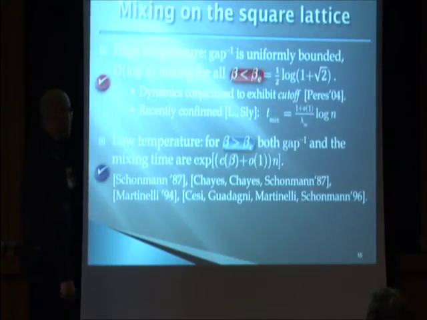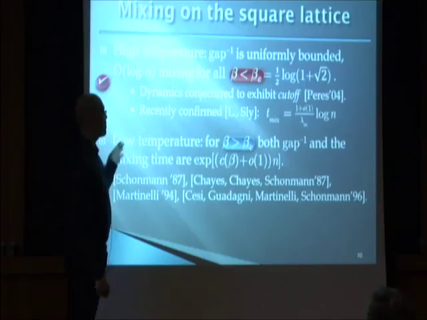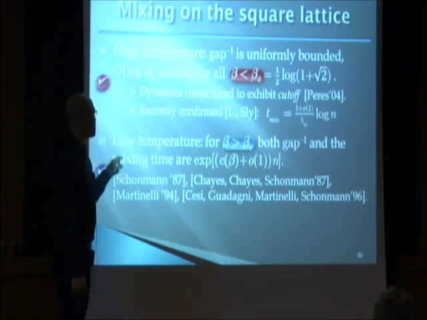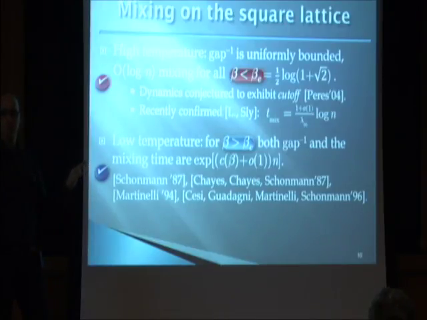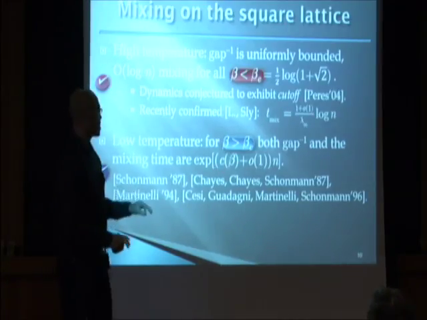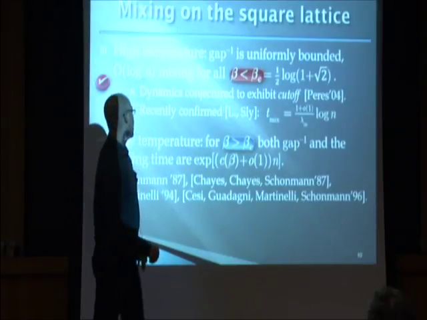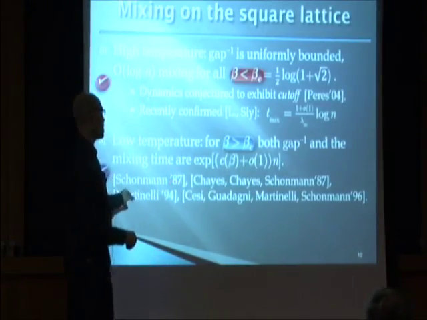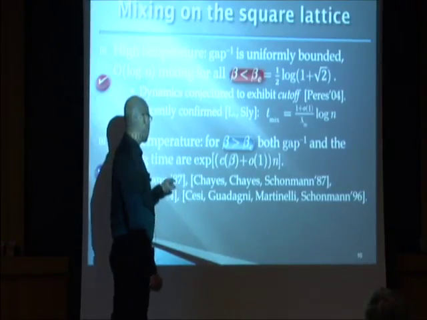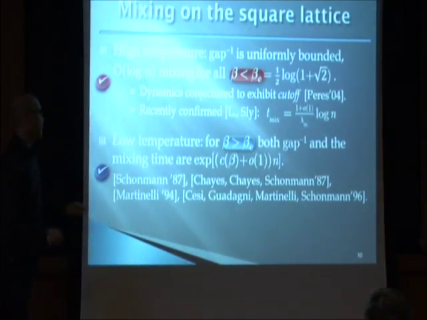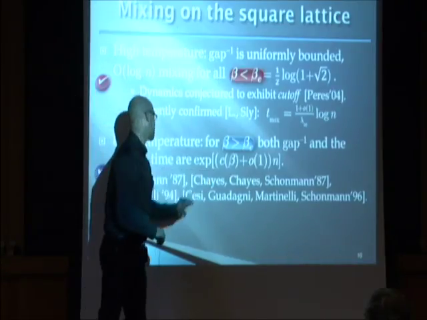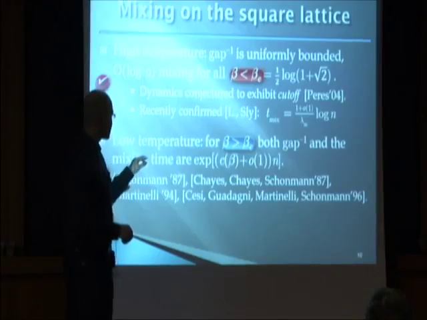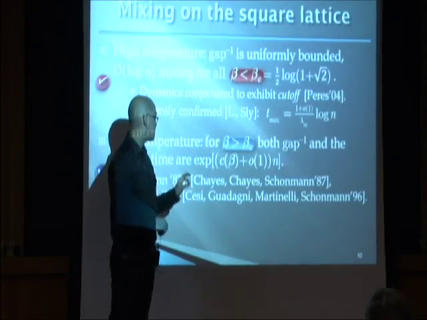Yeah. Low temperature, what's known? For any beta larger than beta critical, the inverse gap and the mixing time are both exponential. Okay, so there is some constant, and the constant was actually finally determined. This is a series of papers by Schulman, Chase, and Schulman, Martinelli and Chesi, Guadagni, Martinelli, and Schulman. So the constant is known.